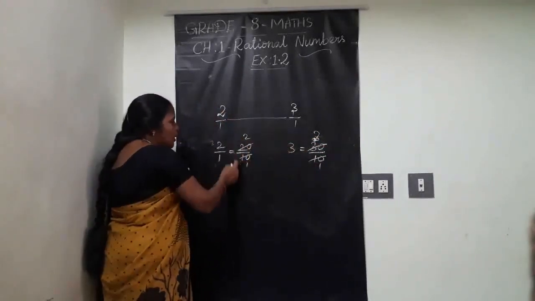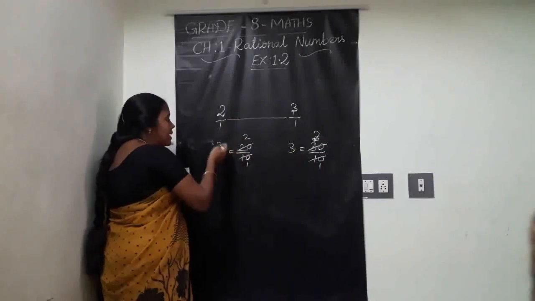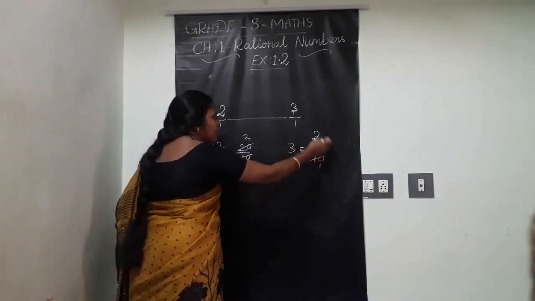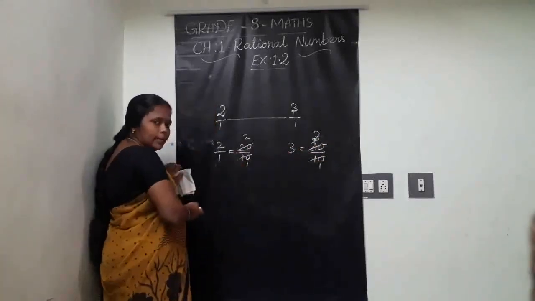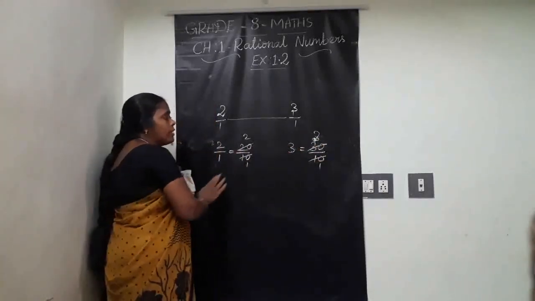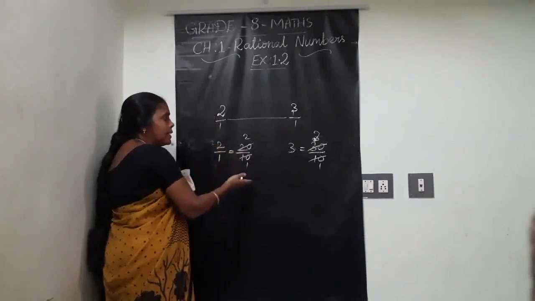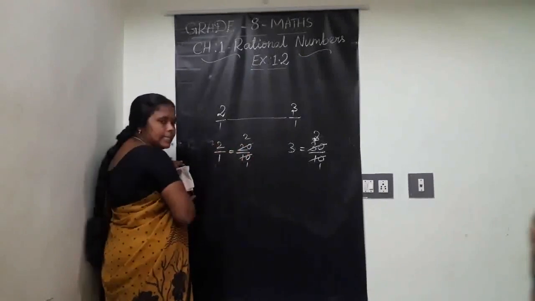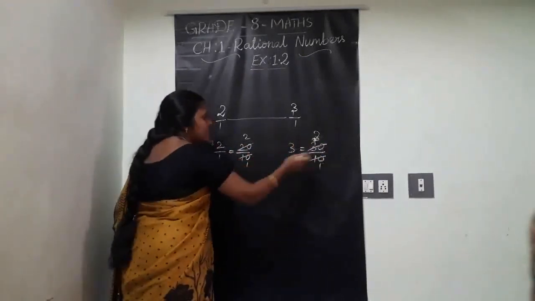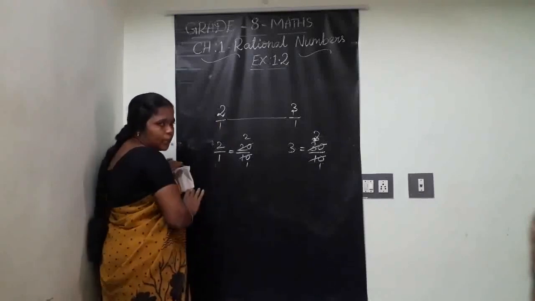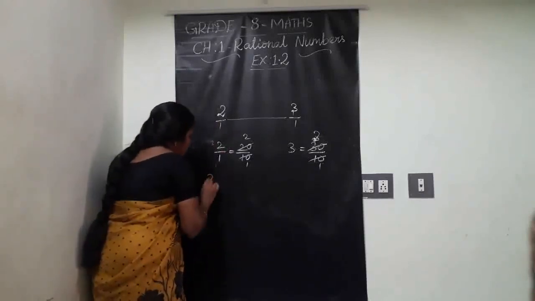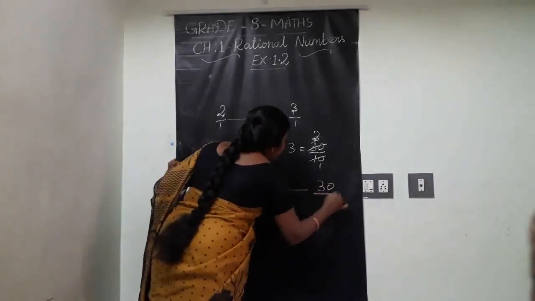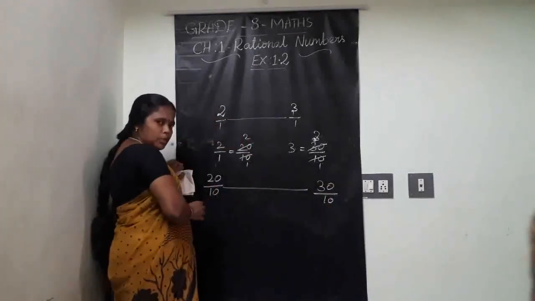So, now this 20 by 10 is the equivalent fraction of 2 by 1. 30 by 10 is the equivalent fraction of 3 by 1, nothing but 3. So, without changing that value, we can write them at a little bit bigger level: 2 written as 20 by 10, 3 written as 30 by 10. Now, both are equal, you know well. So, between 20 by 10 and 30 by 10, you can take many numbers, no?